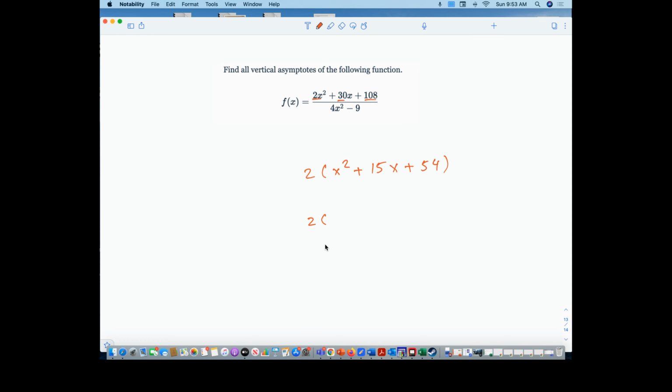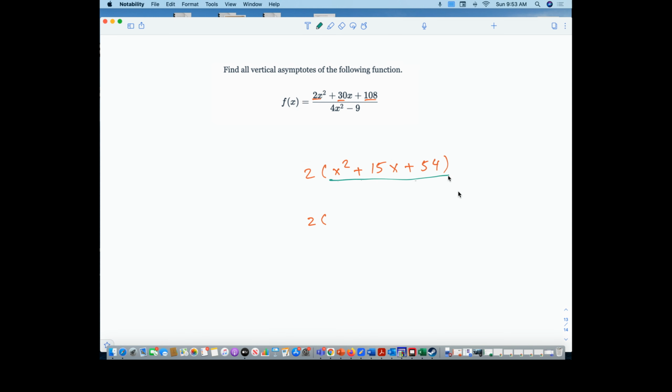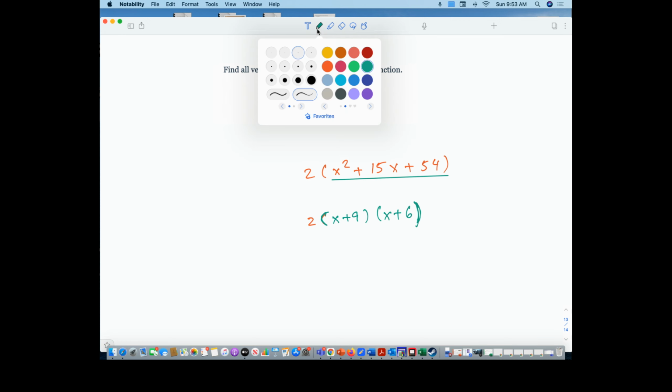We're going to attempt, I have not done this problem before, so I don't know if it's going to happen, but I'm definitely going to attempt to factor this right here. And I'm going to say 9 times 6 is 54. And look at that, 9 plus 6 is 15, so that factors out okay.